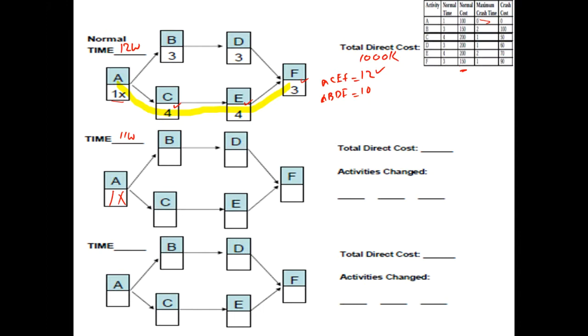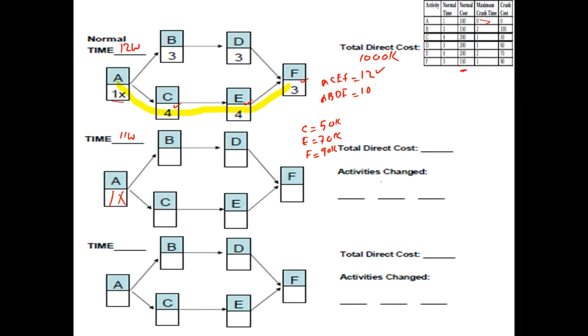And if we want to deliver our projects in 11 weeks, the only way possible is that we target one of these three activities. So let's see how much will it cost us if we decide to crash C. If I decide to crash C, it is going to cost me 50K. If I decide to crash E, it will cost me 70K. And if I decide to crash F, it will cost me 90K. So which one you reckon shall we choose?